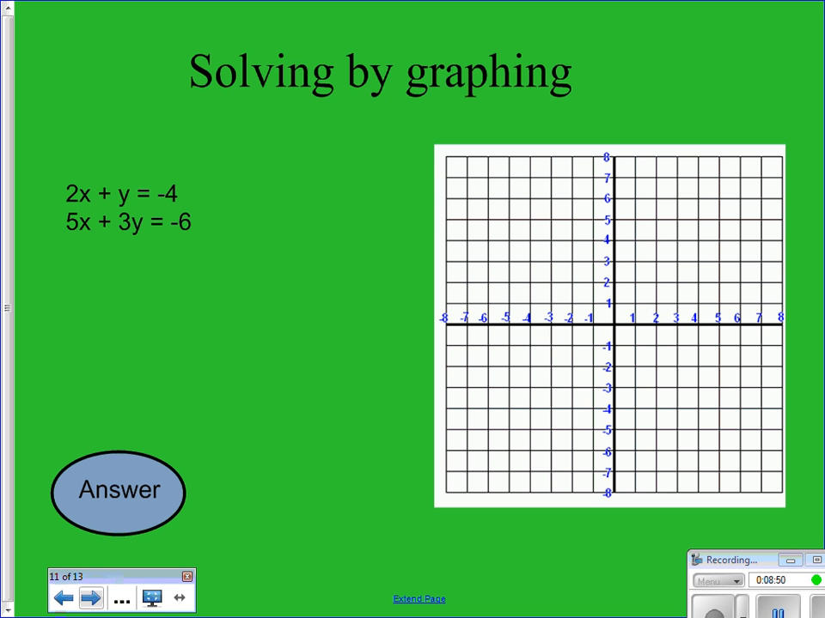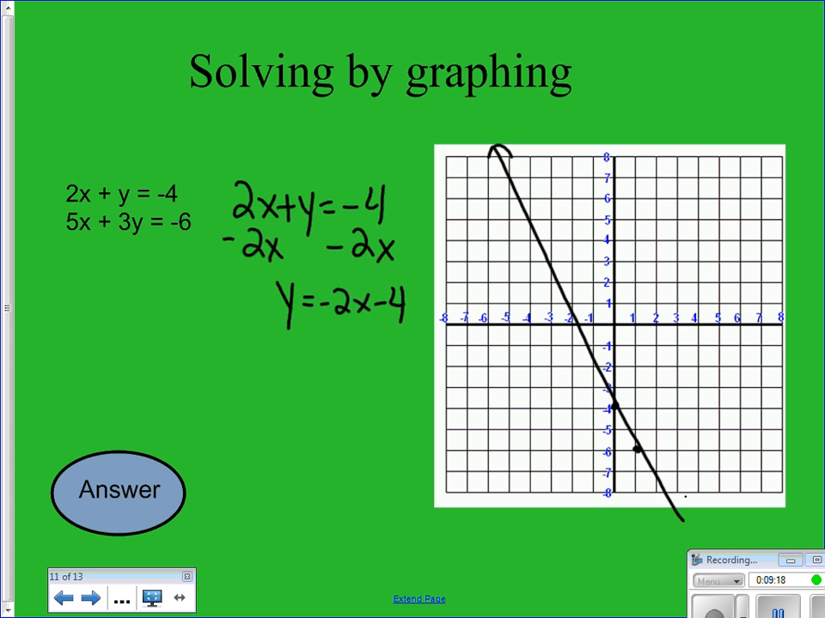Okay, this one is a little bit more challenging because we have to solve each of these for y. So let's take the first one. We have 2x plus y is equal to negative 4. To solve for y, I'm going to subtract 2x from both sides. Then I get y is equal to negative 2x minus 4. I'm going to go ahead and graph that while I'm at it. So I'm crossing the y-axis at negative 4, and then I'm going down 2 over 1. So there's my first line.